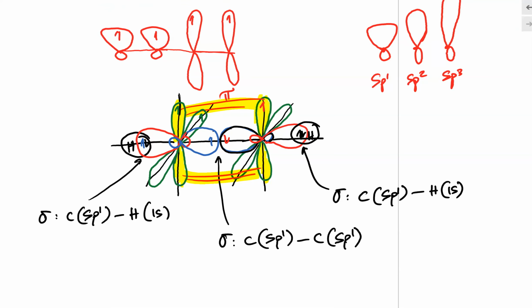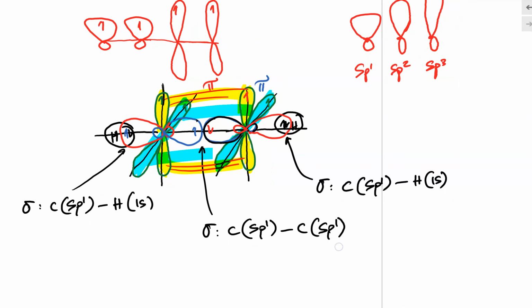Now, the other pi bond will then be produced by the other p orbital. So this p orbital right here and this p orbital here are also parallel as well, and they have electrons in them, and so therefore they can also come together to produce another pi bond. So that is what happened. So in the case of a triple bond, there's one sigma bond and two pi bonds.